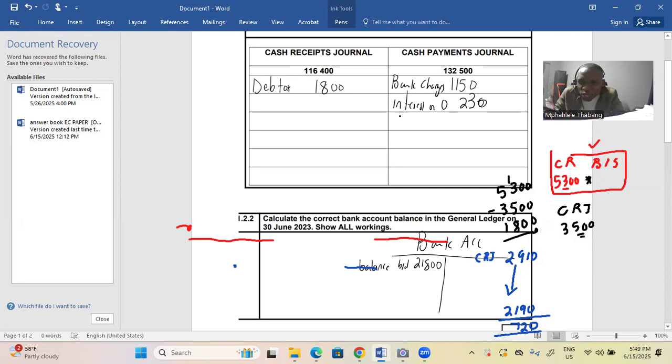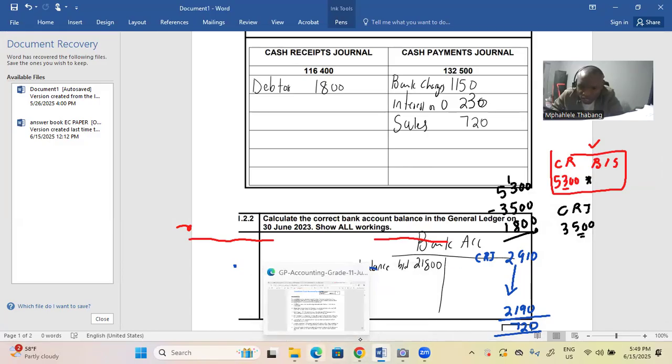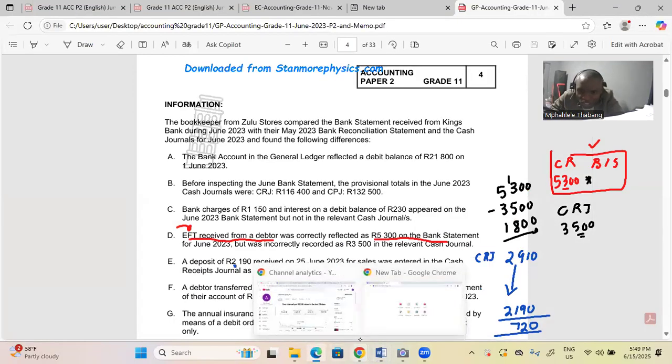Okay, I'm going to record 720 in the cash payment journal. Why do I record 720 in the cash payment journal? This is my way of decreasing my cash receipt journal. This is how you pull down your CRJ. You pull down the CRJ by putting in a CPJ entry. Okay, accounting. That's a nice accounting there. Interesting stuff.